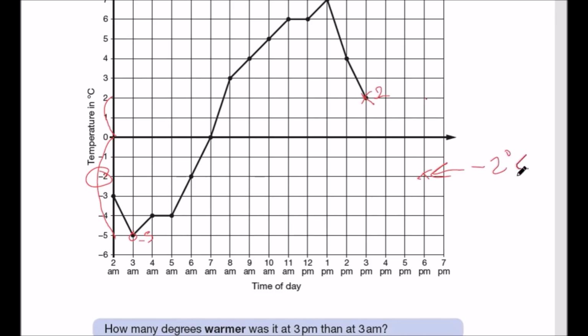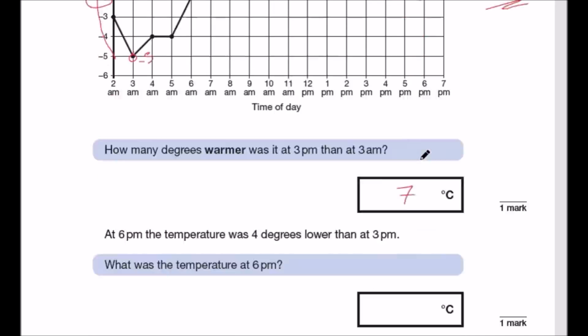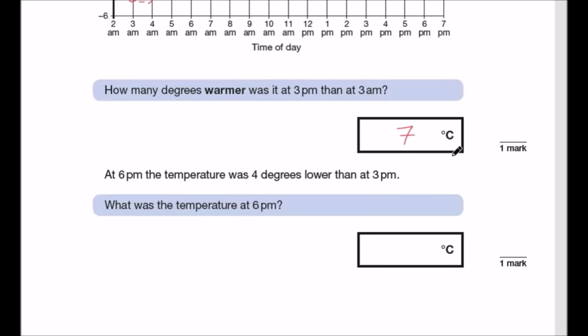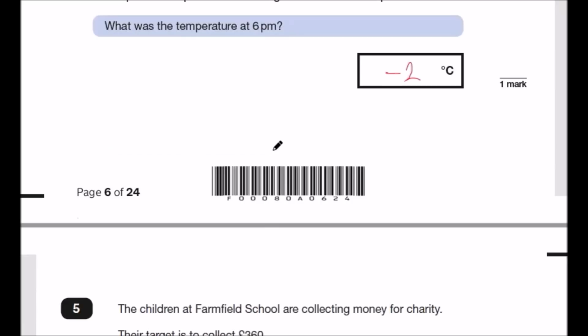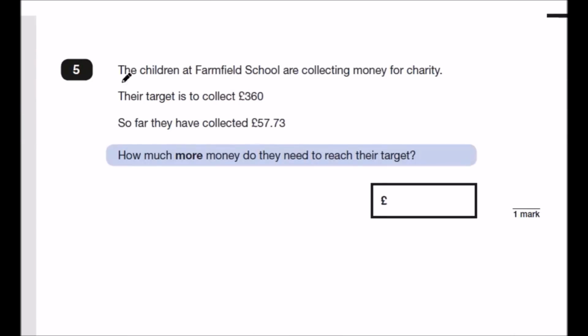So the answer is -2. This would be -2 degrees Celsius. We don't know where it lands, but somehow it goes here. So we say the temperature is -2. All right, cool. All right, question 5.